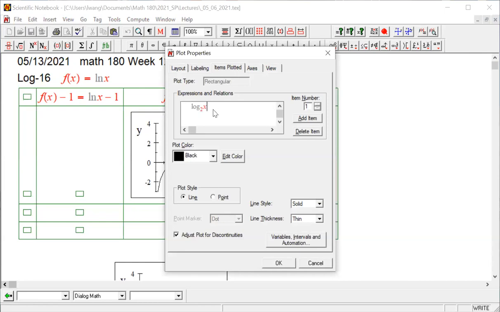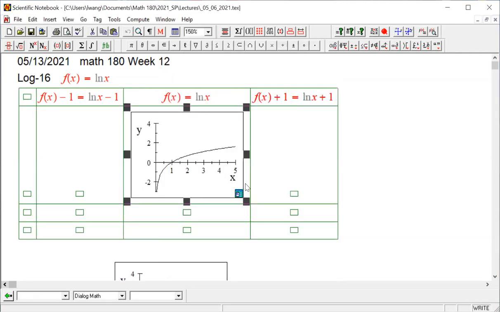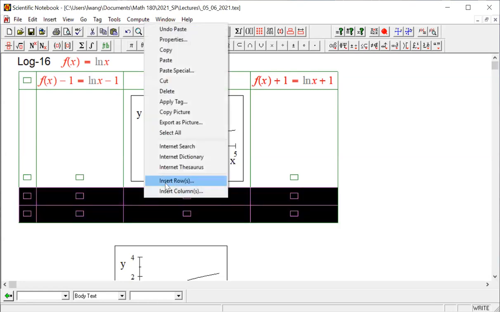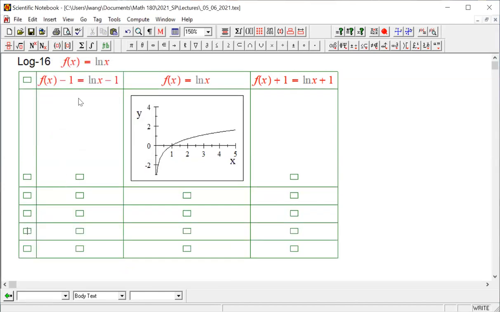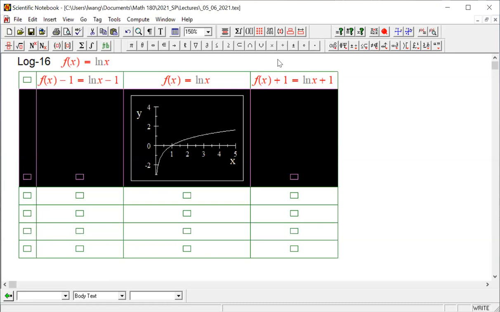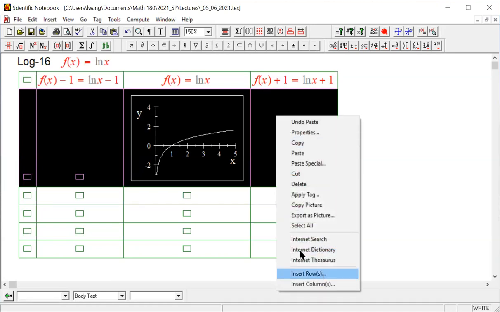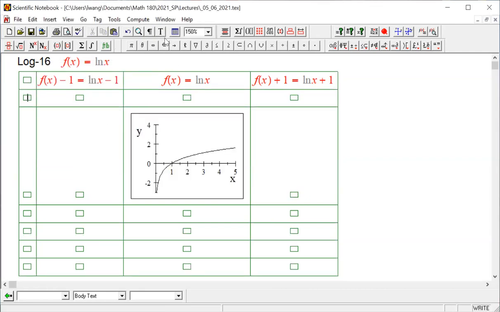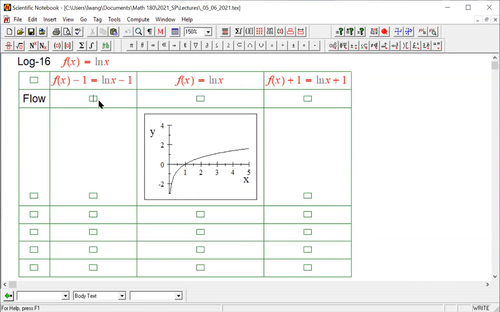Okay, so I'm going to change it to ln x. What I want you guys to do is fill in the blank, even though they are similar, there are still some minor variations. I want to insert one row here, just to do the flow.